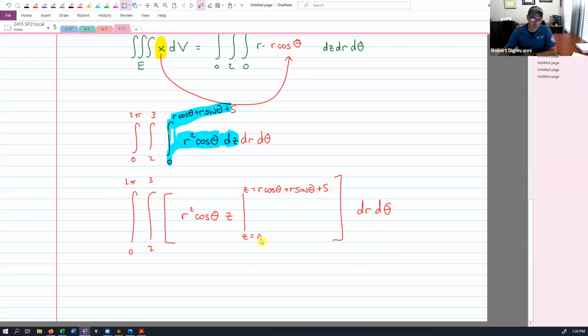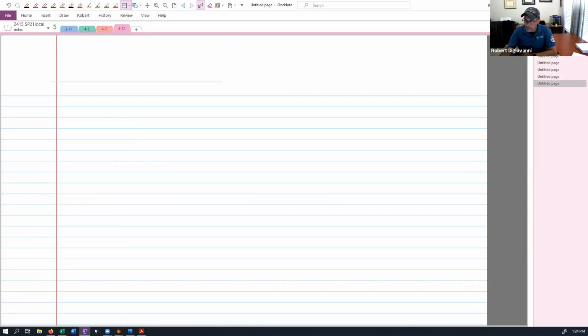So nice thing, when we plug in 0, we get 0 here, it's gone. But when we plug this in, every single one of these three terms gets hit with an r squared cosine theta. So I'm going to write that out, but I think that's where I'm going to stop. Are there any questions?